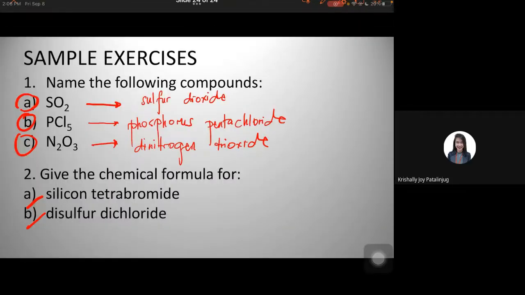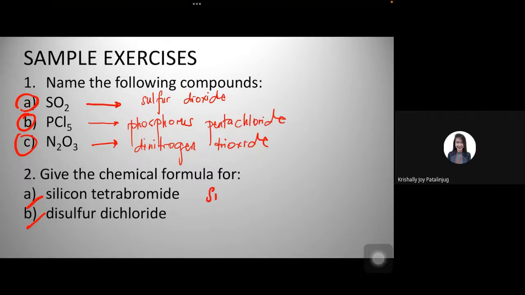Okay, last slide. Try to write the chemical formula. It's very easy if it's a binary covalent compound, because you just have to count and then write the elemental symbol. Silicon, it's only one. Then tetrabromide, so 4 bromide. And then disulfur dichloride: 2 sulfur and 2 chloride. Okay, that's it. You don't have to memorize.